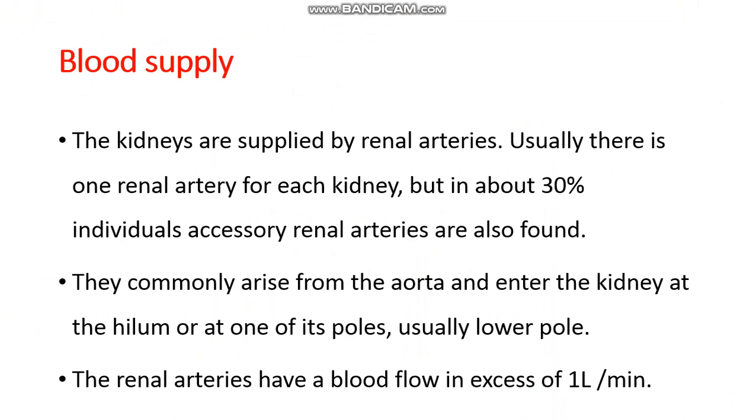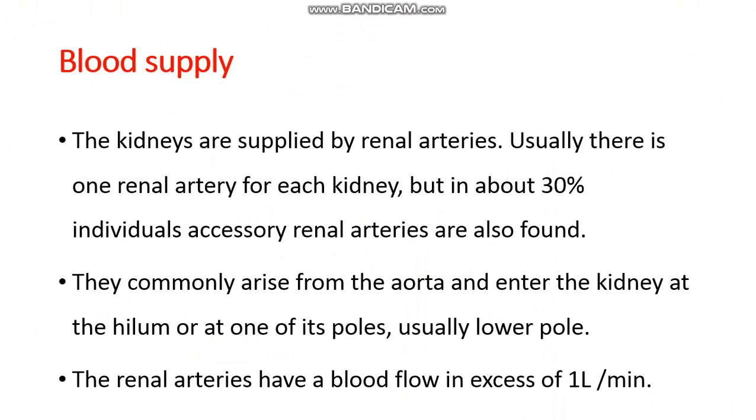Next we can move on to the blood supply of the kidney. The kidneys are supplied by the renal arteries. So the arterial blood supply to the kidney is provided by the renal artery. Usually there is one renal artery for each kidney, so there are totally 2 renal arteries.